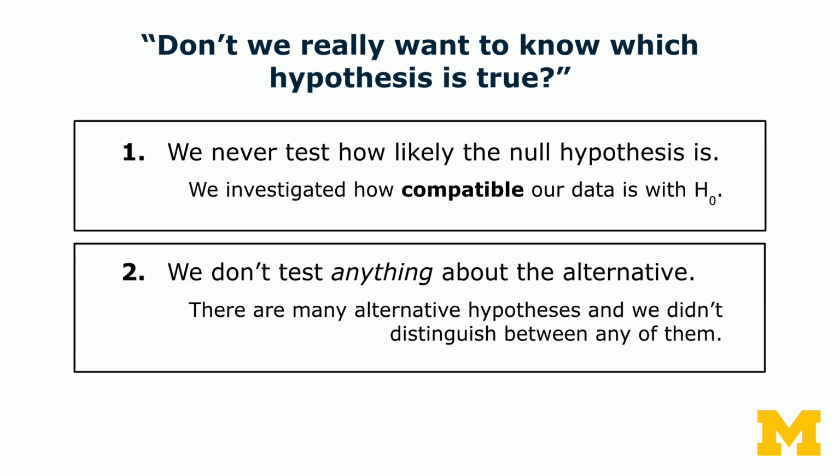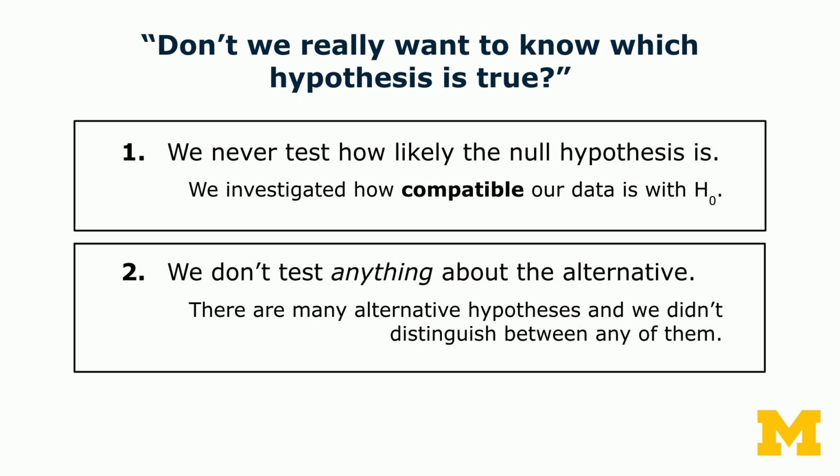And we also didn't test anything about the alternative hypothesis. We didn't say, is our data more likely to have come from the null or the alternative hypothesis? The alternative hypothesis was kind of just decoratively there. We didn't test anything about it. It kind of wasn't involved in any of the testing that we did or the analyses we ran. So the alternative was kind of just hanging out there. And if we weren't compatible with the null, then we said, okay, we go with the alternative.